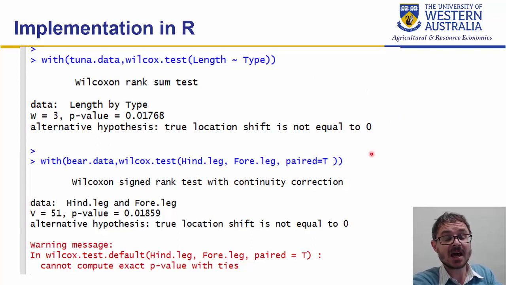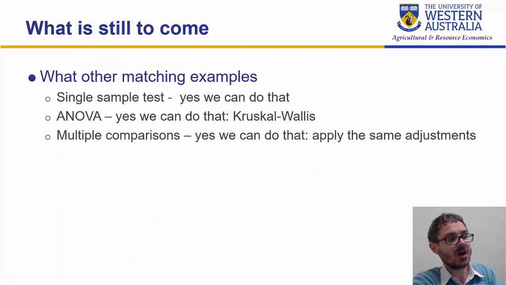So we understand how these tests work. They work on the rank order of the data. We've seen how to implement them. Our focus is on implementing them and drawing conclusions in R. What we haven't covered yet is that we can do single sample tests. Of course we can do single sample tests. We know that if we've done a paired test, that's exactly the same as a single sample test. So of course we know we can do that.